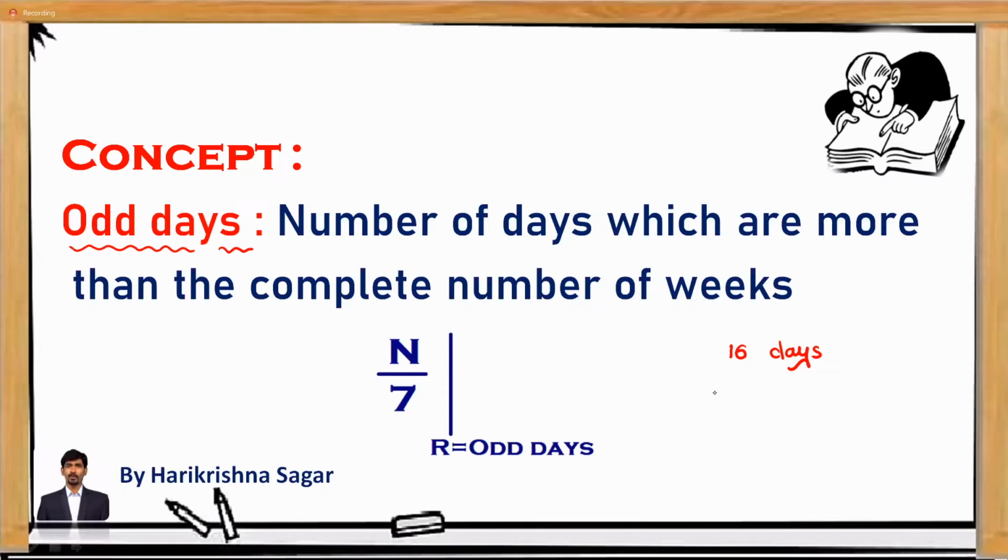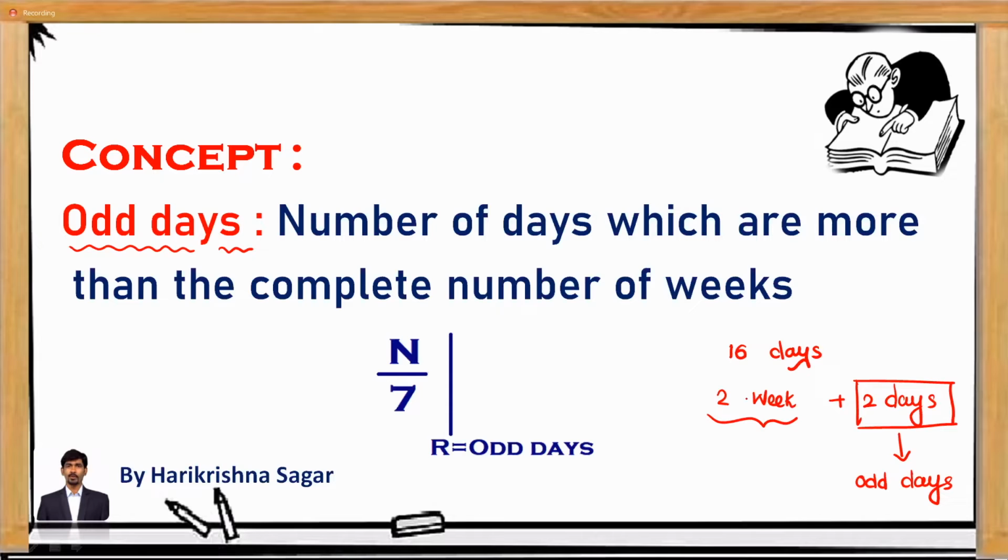So 16 days means we can say 2 weeks, because every week will have 7 days. So after completing 2 weeks, we have 2 days extra. Whatever the 2 extra days are there, these extra 2 days will be treated as odd days. That is what I am trying to give here. The number of days which are more than the complete number of weeks. So after completed weeks, how many extra days are there? That will be treated as odd days.